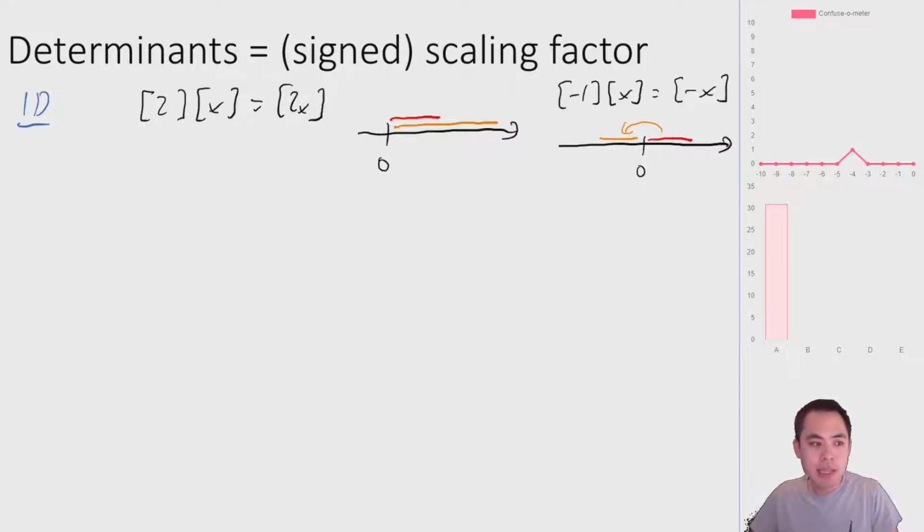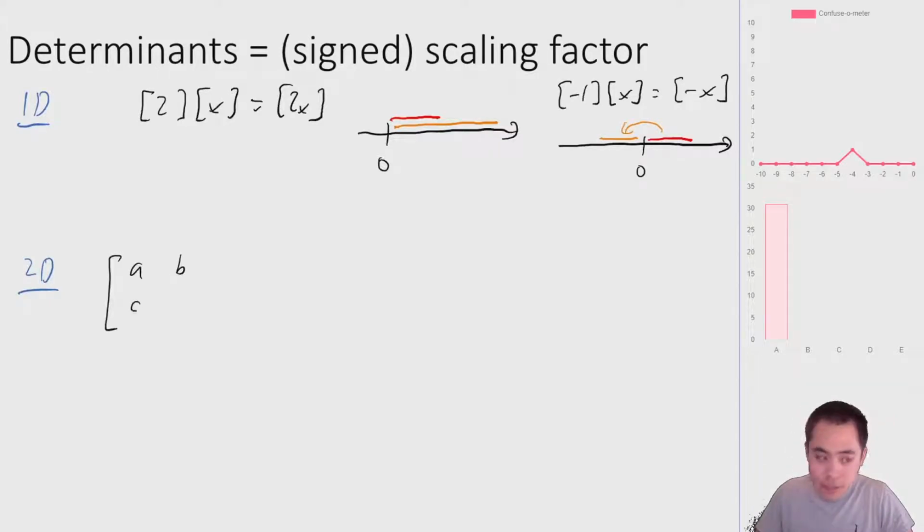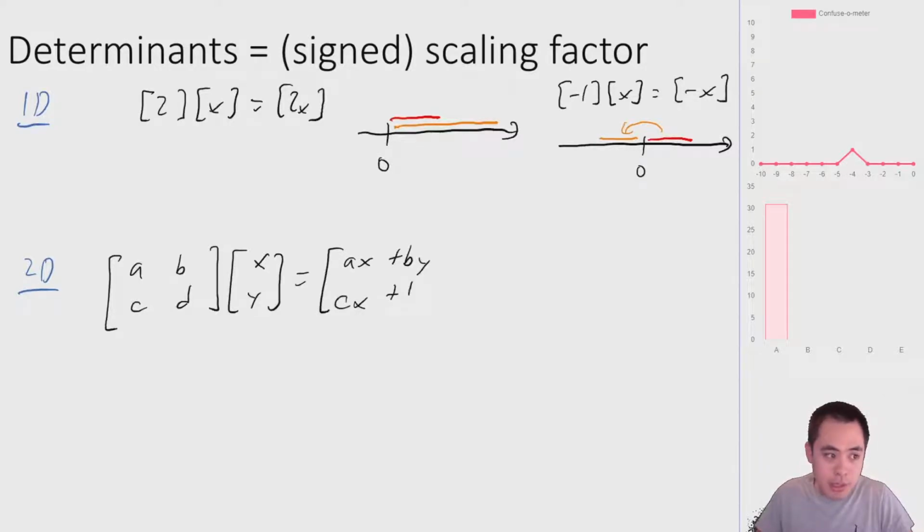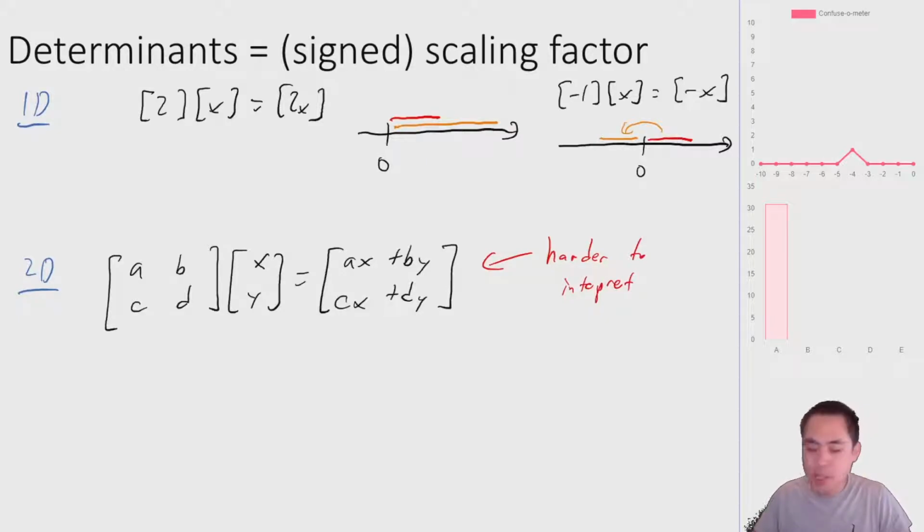In 2D, it's a little bit harder to interpret, but we're going to take a little bit of time to do that since I think that's important. You have the matrix A, B, C, D times x, y, which is equal to ax plus by, cx plus dy. So this is obviously harder to interpret. But one way to do that is to think about what we do to the unit square.